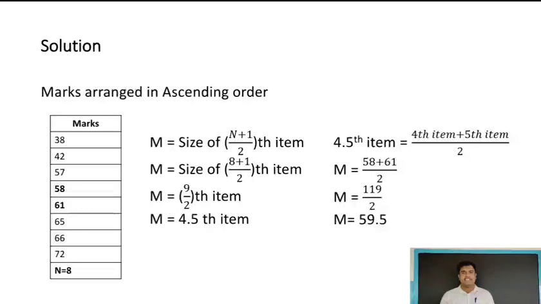Once I arrange, I'll apply the formula, that is M is equal to size of (n plus 1) by 2th item. n is the number of observations. Here it is 8. 8 plus 1 by 2th item, so 9 by 2, M is equal to 4.5. So the 4.5th item, how to calculate it? For that, I need to add the 4th item and 5th item and divide by 2. The 4th item is 58, the 5th item is 61. I'll take the summation of this divided by 2. So 119 divided by 2, I'll get 59.5. Median is equal to 59.5.